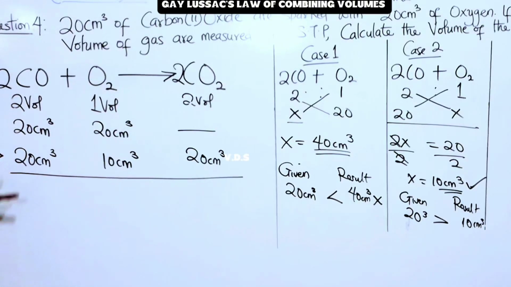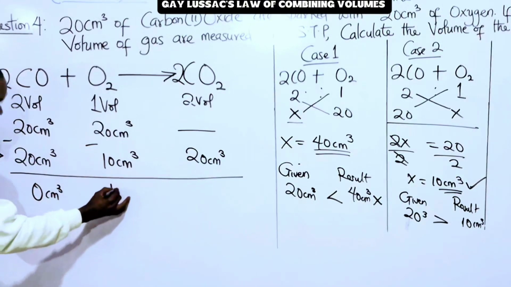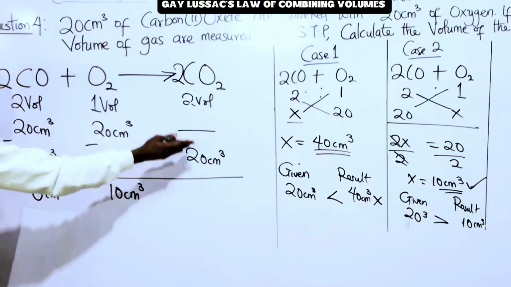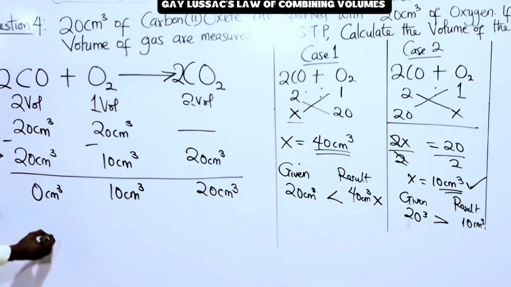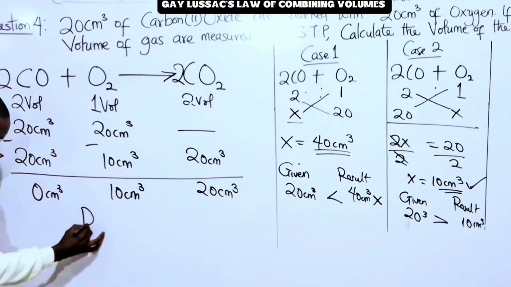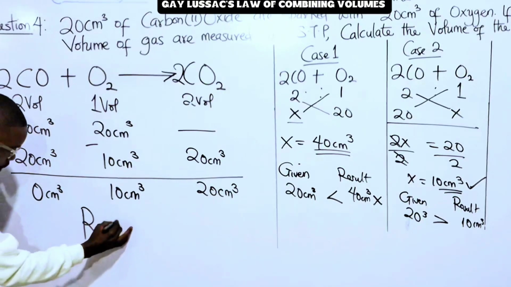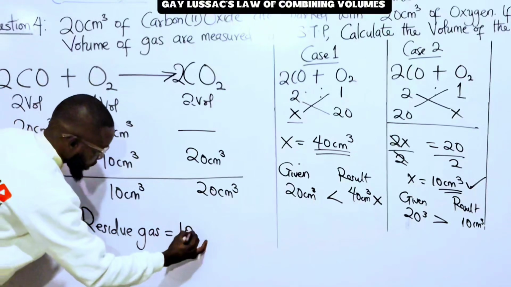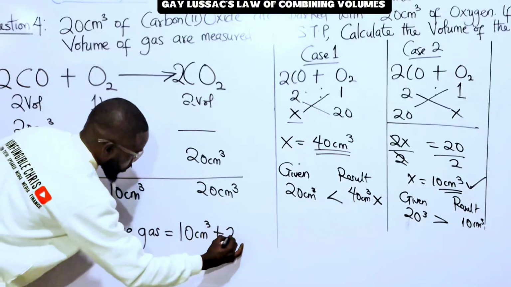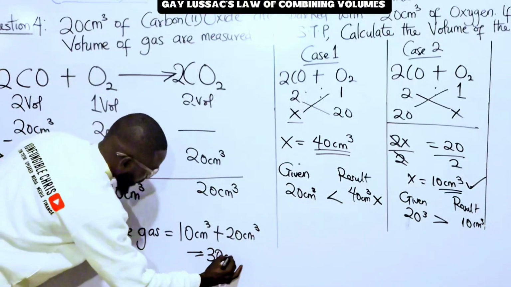And then this is the volume during spark, VDS. Let's look at what we'll do. We'll subtract. 20 minus 20 gives us 0 cm cube here. For here, 20 minus 10, we have 10 cm cube. Also for the product, normally we have 20 cm cube. So we've done all of this before. The residue, right? Well, we're looking at the residue gas, right? Residue gas will be equal to what? 10 cm cube plus 20 cm cube. That gives us what? 30 cm cube.